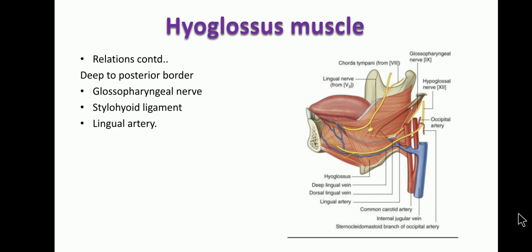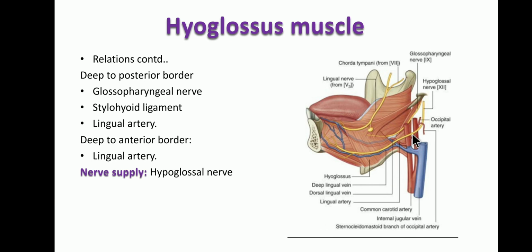Then the stylohyoid ligament, which we have already seen. Deep to the anterior border, again you can see the lingual artery is present, the third part of the lingual artery. So nerve supply is by the hypoglossal nerve. The hypoglossal nerve supplies all the extrinsic muscles of the tongue. It is motor to the tongue except the palatoglossus, which will be supplied by the cranial part of the accessory nerve.